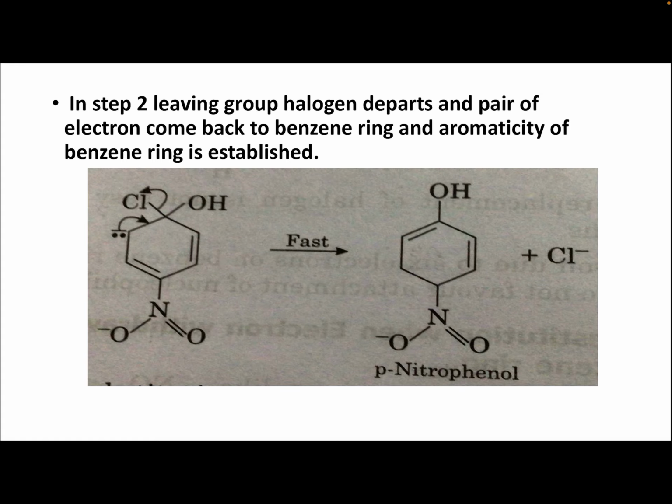In step 2, the leaving group halogen departs and the pair of electrons comes back to the benzene ring, and the aromaticity of the benzene ring is re-established. Here you see the arrow, this chlorine is departing, and these two electrons come back here and the double bond is formed again. So we get para-nitrophenol plus Cl minus. In this way, if a nitro group is present, the chlorine is removed and OH is attached there, and we get para-nitrophenol. Thank you.